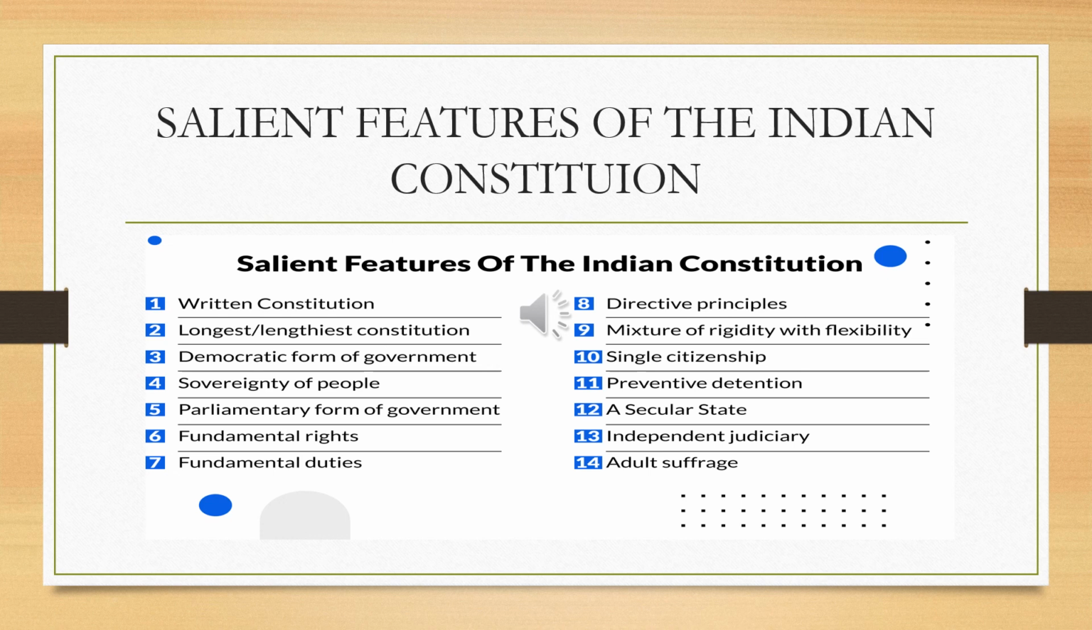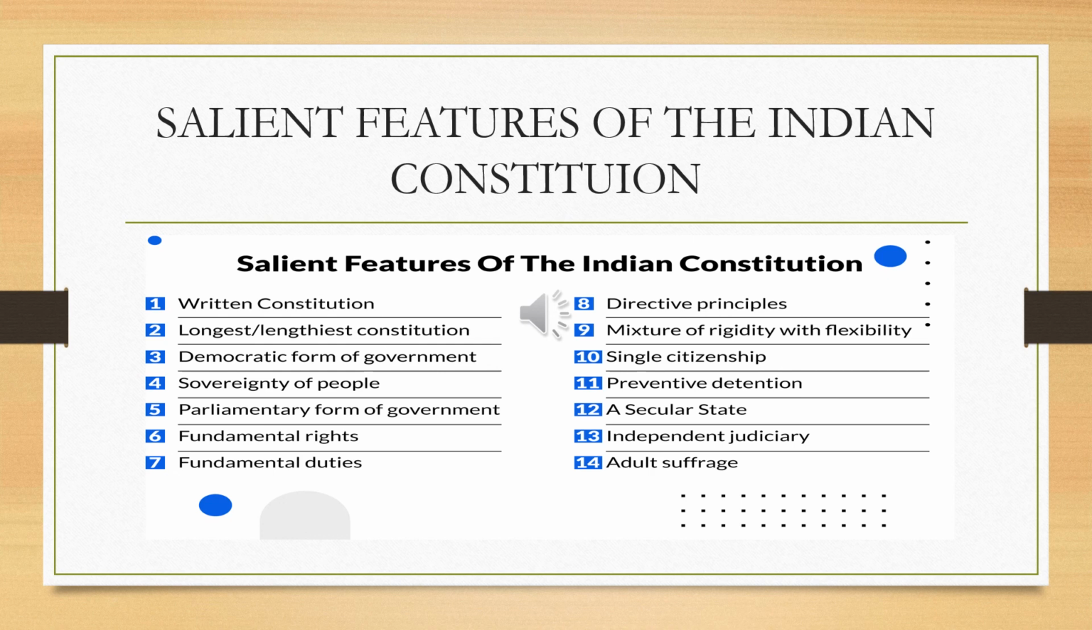It means that when the constitution was made, originally it had 395 articles, which were divided into 22 parts and 8 schedules. However, at present, we have 442 articles divided into 22 parts and 12 schedules. Next one, democratic form of government. It means that people in India elect their representatives and those representatives make laws for the country. So that is why it is a democratic form of government.